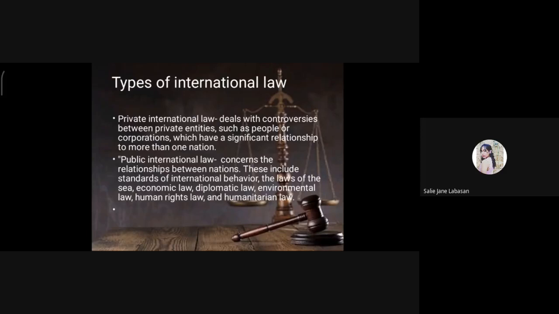Because two or more persons have a conflict. So second is public international law, which concerns the relationship between nations.